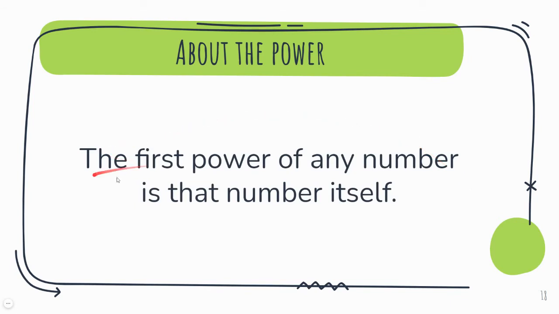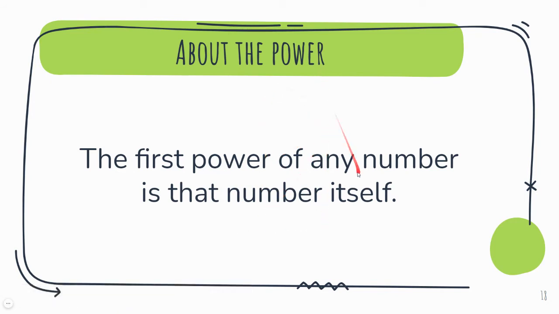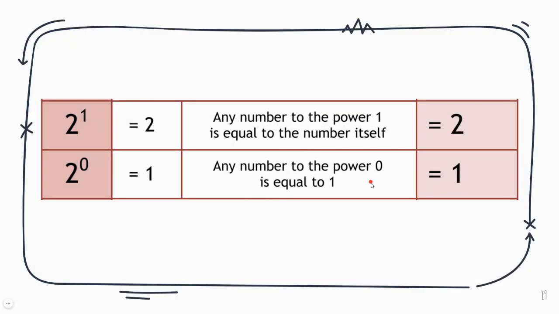And now, the first power of any number is going to be the number itself. So if it is 2 raised to 1, the answer will be 2 only, the same number. Here you can see 2 raised to 1 is 2. So any number to the power 1 is equal to the number itself. But over here you have to see, any number which is having the power 0, the answer comes to 1.